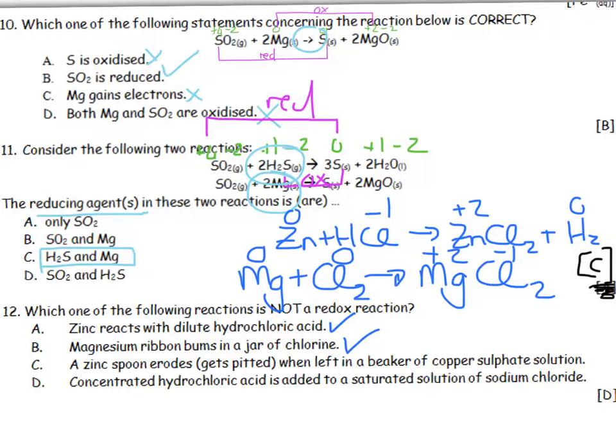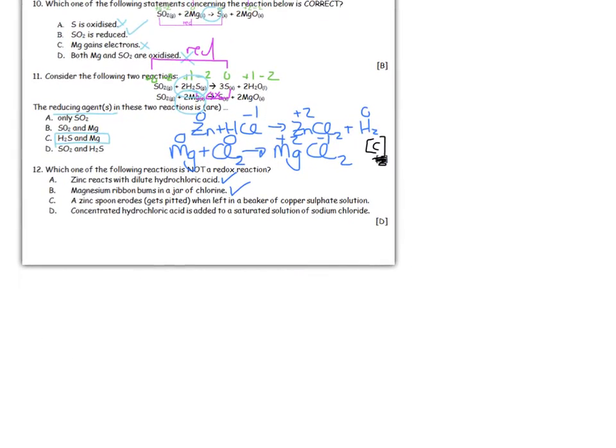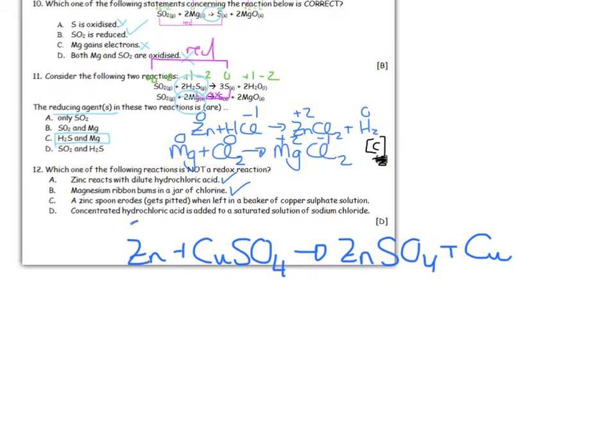A zinc spoon in copper sulfate. So let's just try that for a sec. We're going to say zinc and copper sulfate. Last year you learned that zinc was more reactive than copper, so it grabs its partner, and I get zinc sulfate and copper. Again, 0, 0, plus 2, minus 2. You can see a change in oxidation numbers.